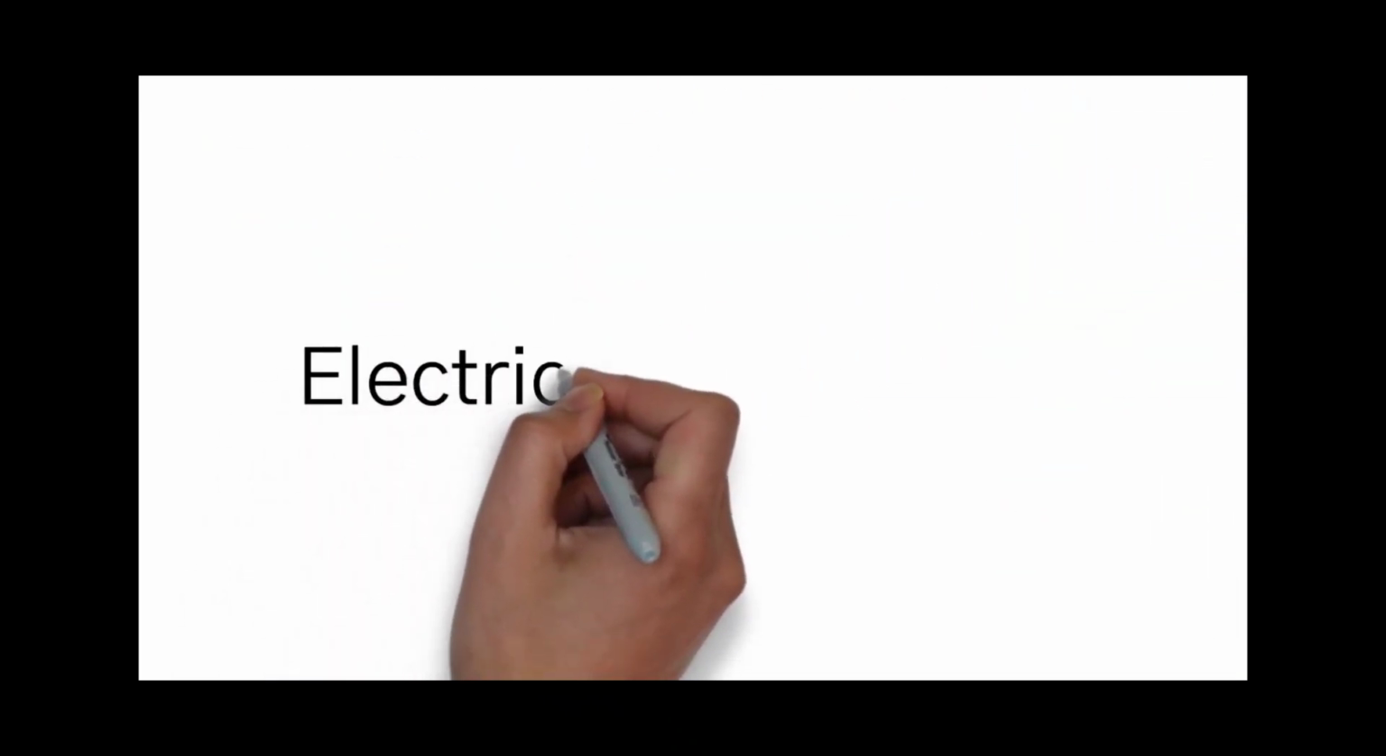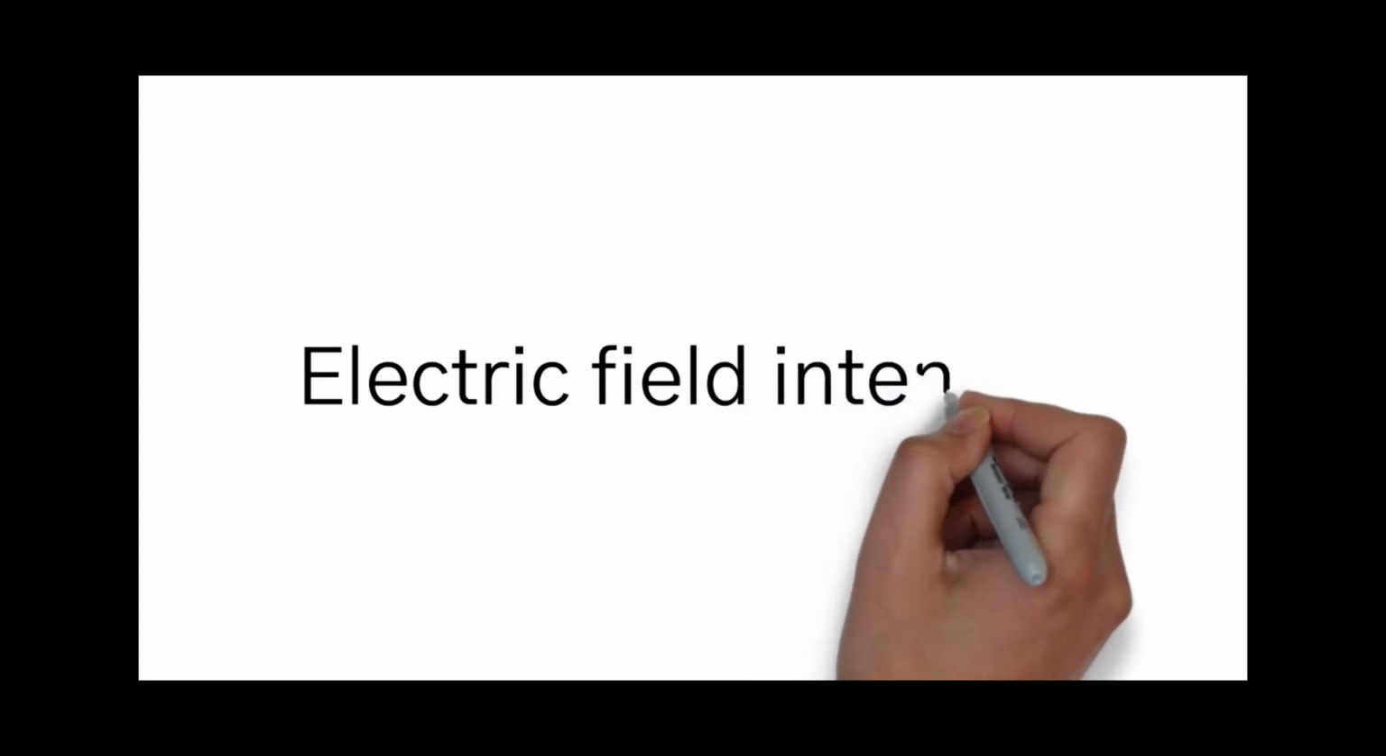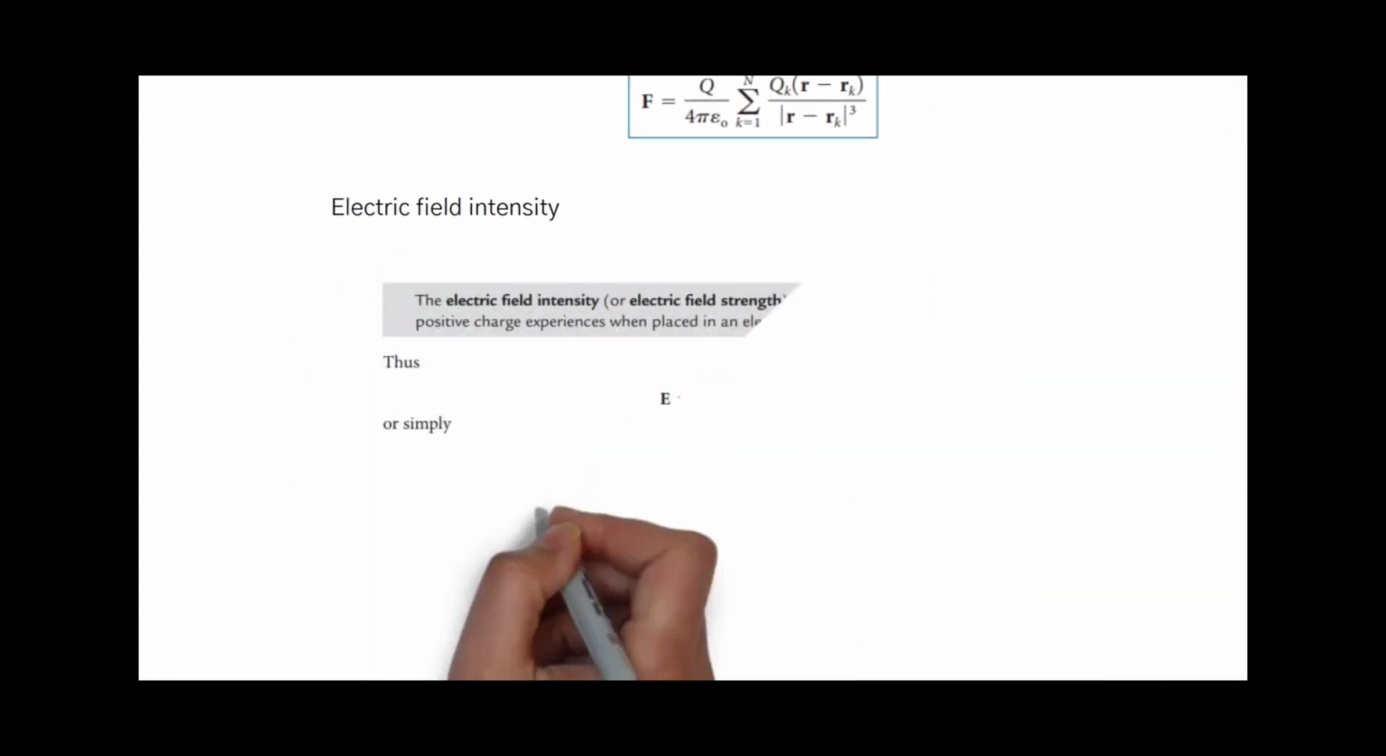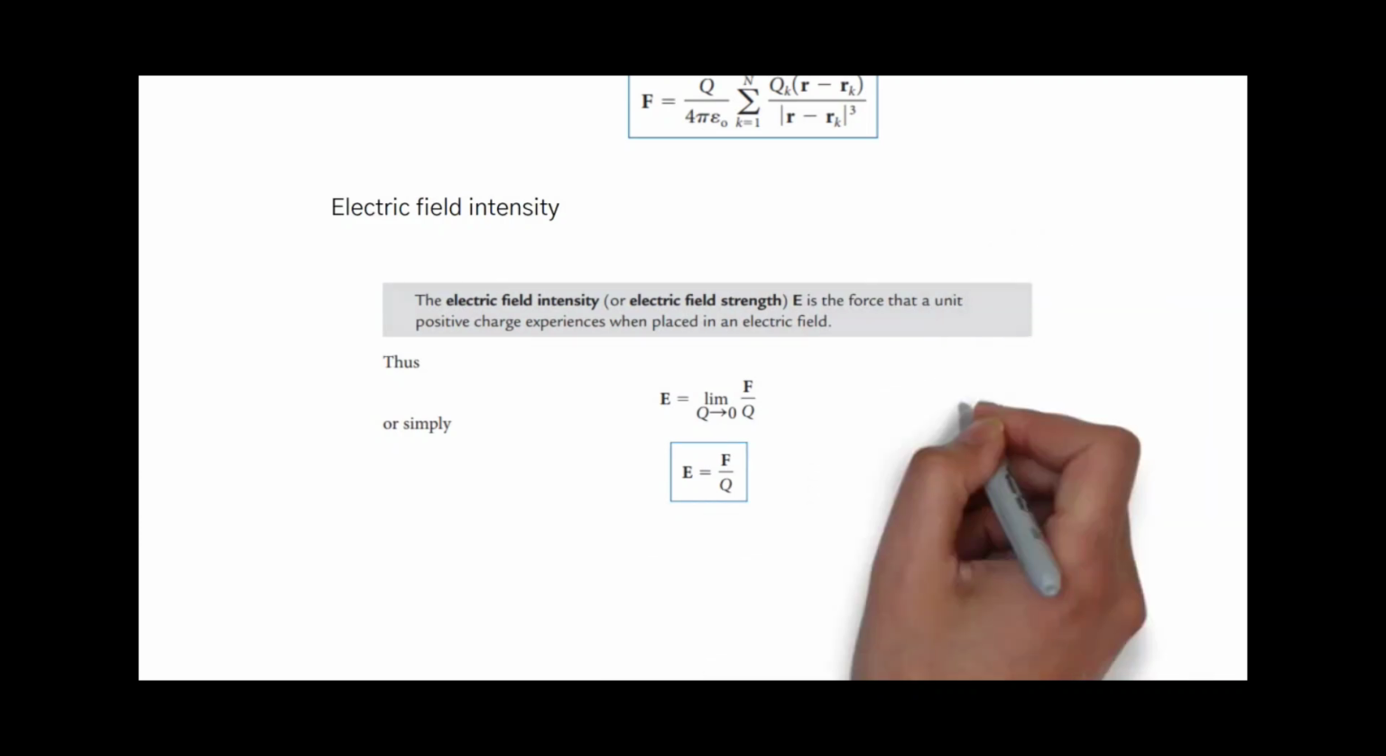As we have seen the force between two charges and the force due to n number of charges, I think now we are in a position to define electric field intensity. The electric field intensity, represented by capital E, is the force which a unit positive charge experiences when it is placed in an electric field.